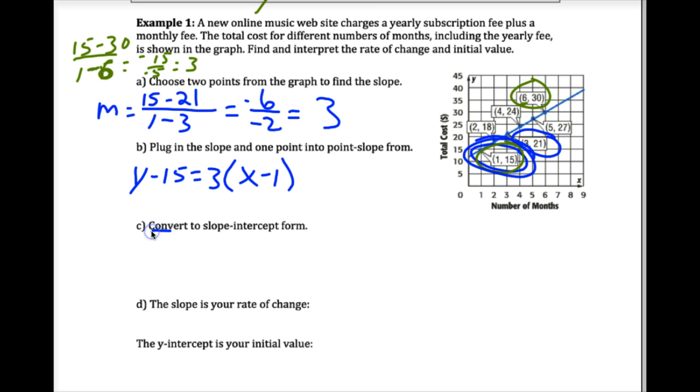Next, we're going to convert it. This is a very important concept, guys. Convert that into slope intercept form, which means solve it for y. Distribute your 3 and add 15, or whatever number's here for your equation, to both sides. Go. Distribute your 3 and then add 15. y minus 15 equals 3x minus 3. Add 15 to both sides.